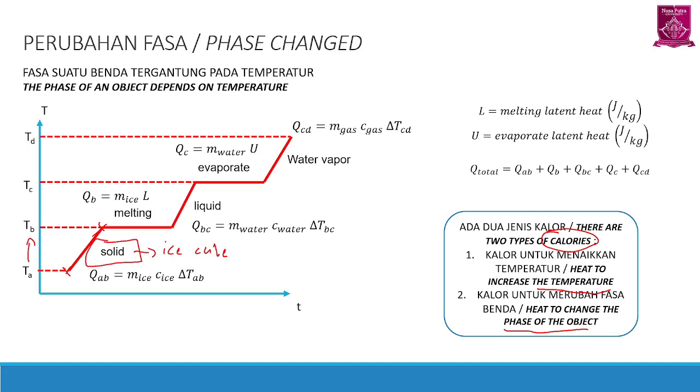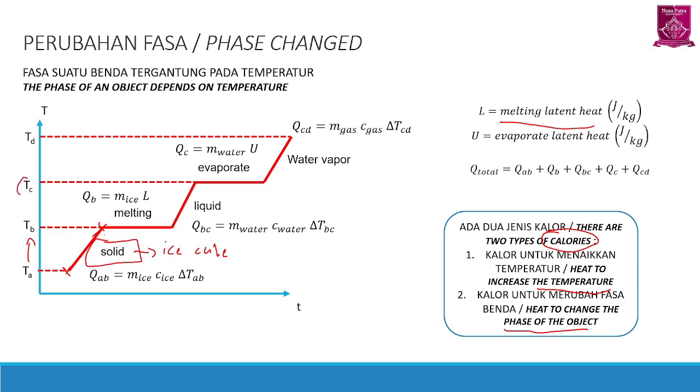So this is the process of liquefying, or the melting process. The heat for melting, or for changing the phase of the object, is equal to the mass of the ice multiplied by L. L is the melting latent heat. Okay.